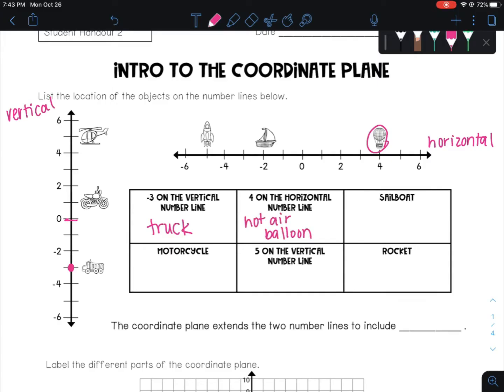Okay, the sailboat. I see that at -2 on the horizontal number line. The motorcycle, that is definitely on the vertical number line, and it's between the 0 and the 2, so it's at the 1. So 1 on the vertical number line. 5 on the vertical number line, that's going to be between the 4 and the 6, so right here, and that's a helicopter.